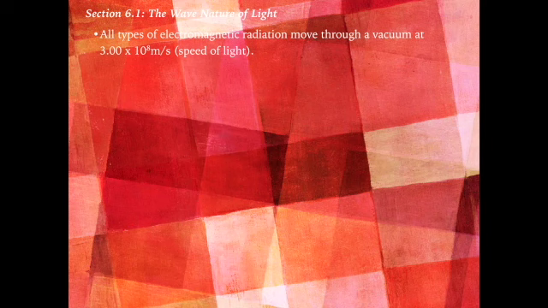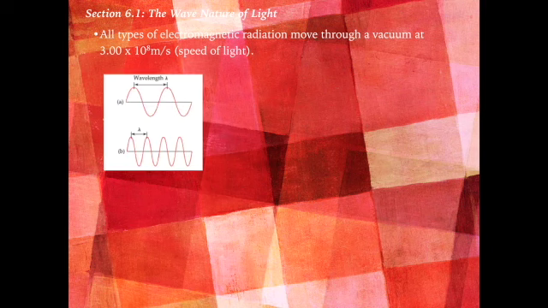The next thing that we're going to be reviewing is the wave nature of light. Specifically, we're going to be talking about electromagnetic radiation. This is something that you should have gone over in first year chemistry, but just as a review, all electromagnetic radiation, whether it is radio waves, visible light, or gamma rays, are forms of electromagnetic radiation, and they all move through a vacuum at the same speed, which is 3.00 times 10 to the 8th meters per second, and that is the speed of light.